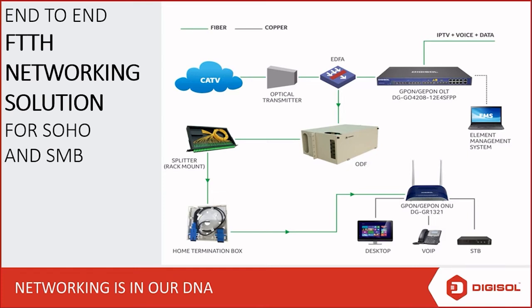ODF consists of trays. So there will be a number of trays and you can increase the number of connectivity through it. Digisol has a 96 port ODF. Then the fiber cable connects to the splitter and the drop cable can be connected to the home termination box and like that. So this is just to explain you.